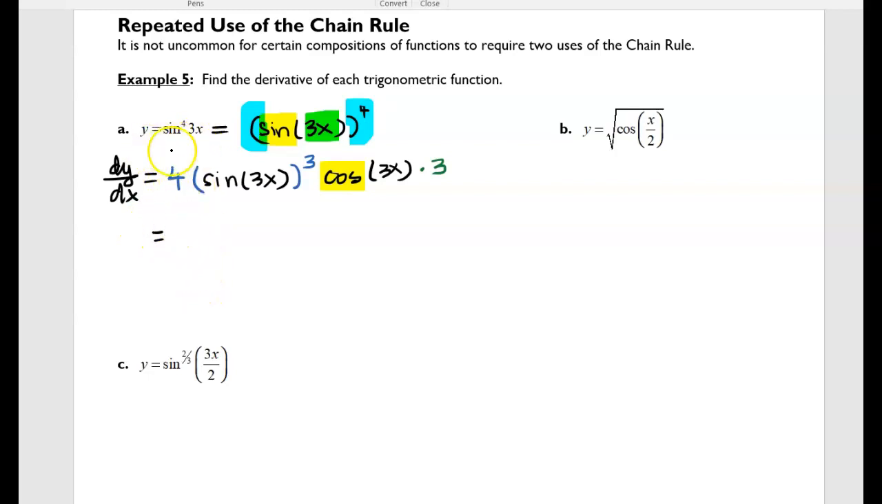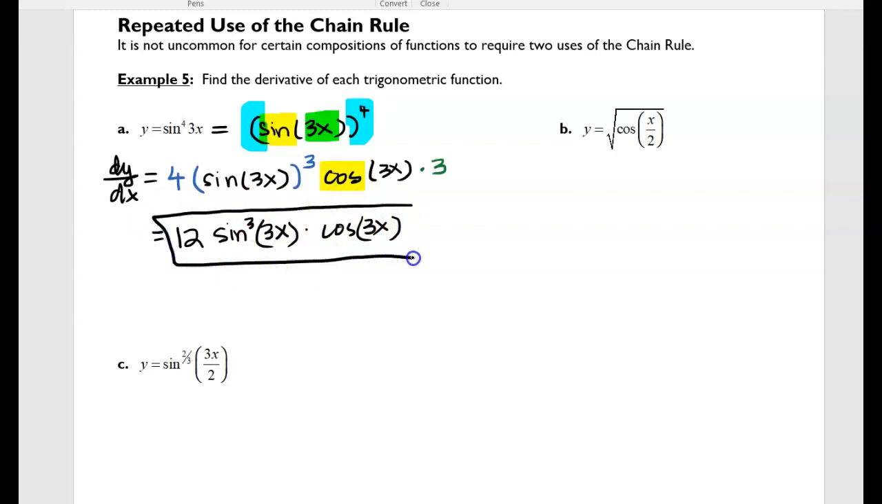As always, I can leave my answer like this, but you'll usually see it simplified or rewritten kind of in the similar way that the problem was written. So the 4 times 3 is 12. Sine to the third of 3x times cosine of 3x. You'll see it with or without parentheses. I think it looks a little nicer with parentheses, but it does require a little bit more writing.